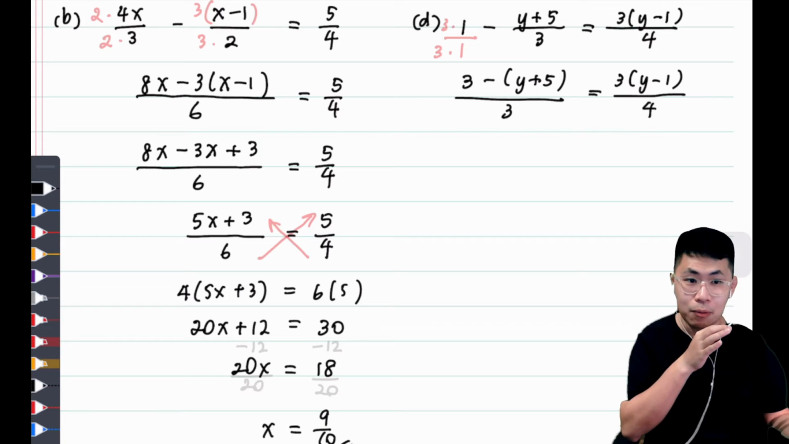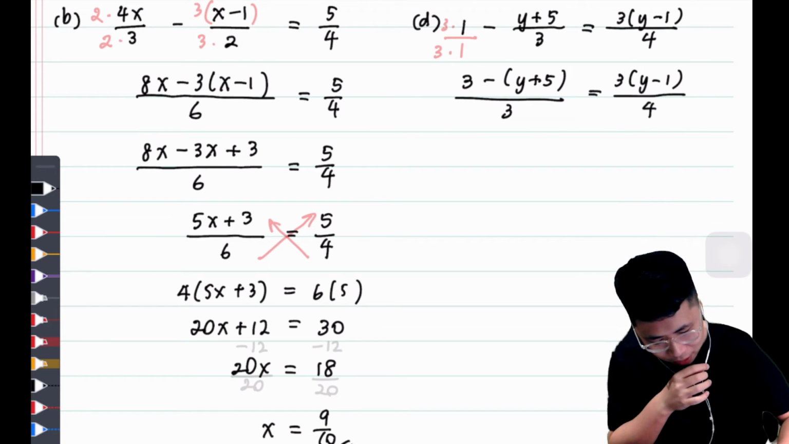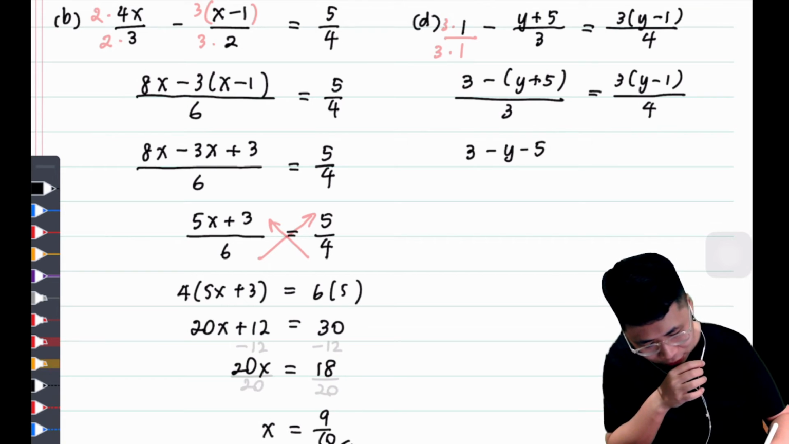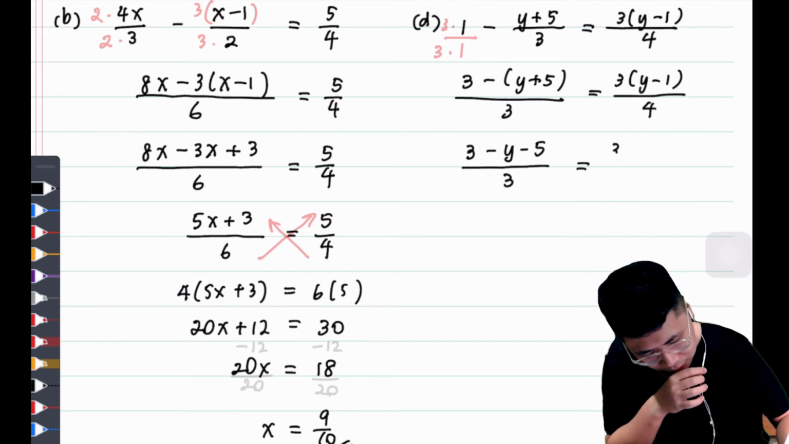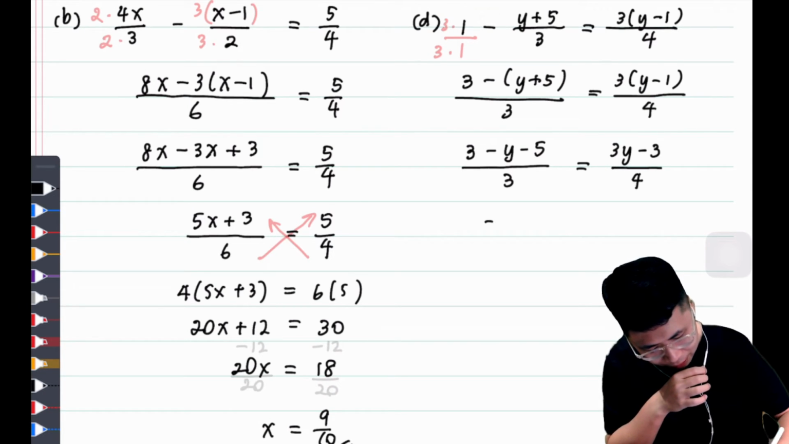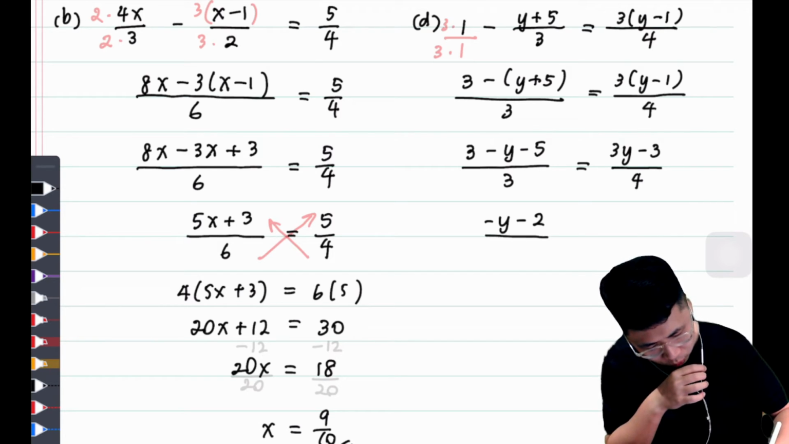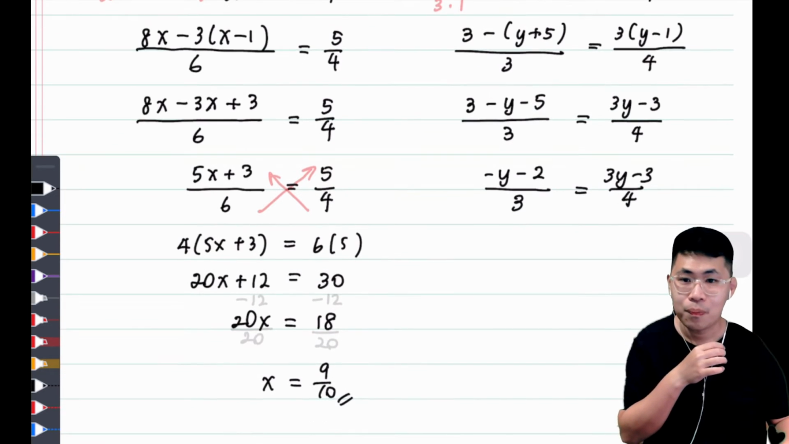Let us expand the bracket and let's try to simplify. So 3, we have a minus this minus that. Be careful, yeah? So over 3. And on the right hand side, we have 3 times this, 3 times that. Okay, simplify. Minus y minus 2 over 3. It is 3y minus 3 over 4, right?